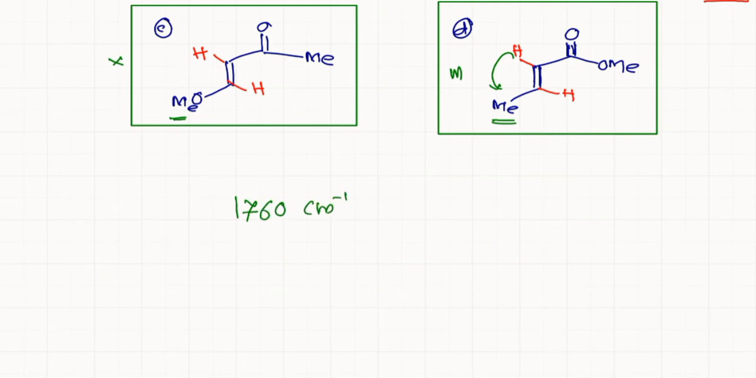1760 per centimeter indicates that there is a presence of carbonyl group. This is the first data obtained.